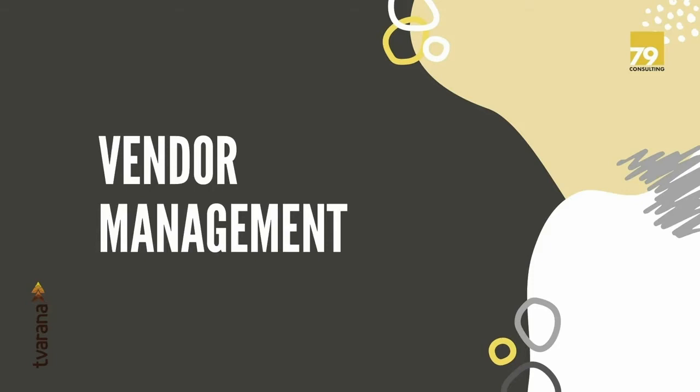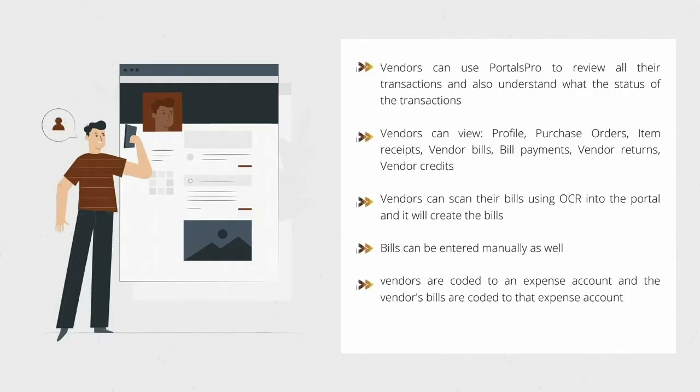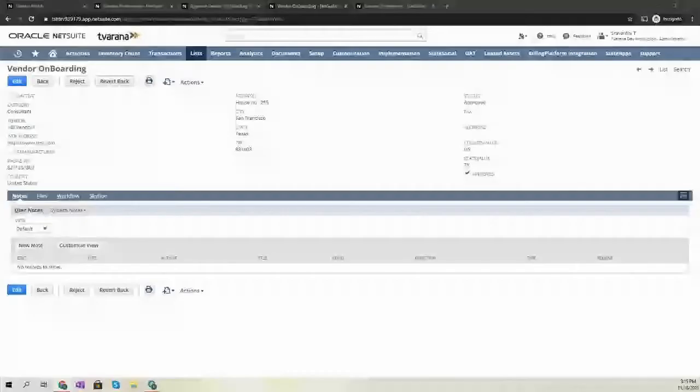Shanti, based on what I have seen, I'm guessing there is a vendor management piece to this, right? Yes, Navina. We have built this as a very interactive portal. Vendors can use this portal to review all their transactions and also understand what the status of each of their transactions is. Remember, vendors are a very important part of a company's success and growth. It will help smoothen the relationship between a vendor and company if they can log in and see all the information that they're entitled to see. Let me share my screen back again and show you how the vendor portal looks once the vendor is approved.